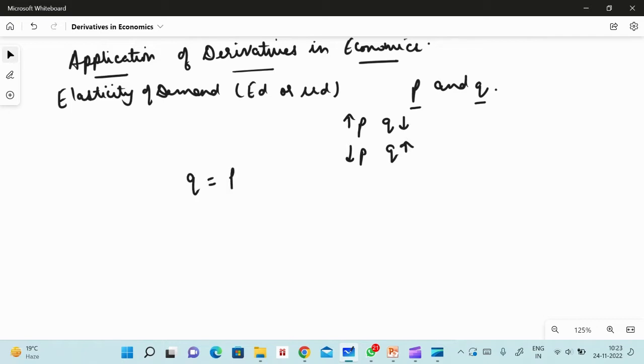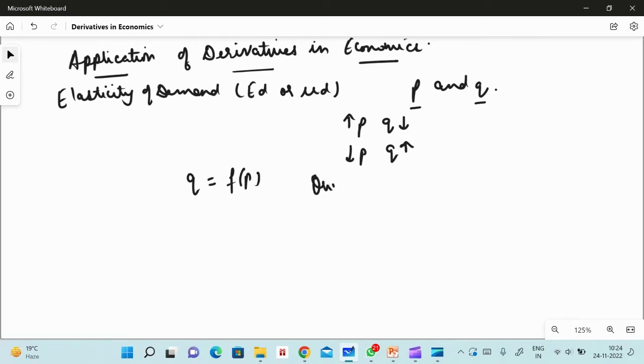So we can say that quantity demanded is a function of price. So it means that quantity demanded is the dependent variable, and the price of a product is considered as the independent variable, right? So we can also say that if there is a change in quantity demanded because of a change in price, there is elasticity of demand, right?